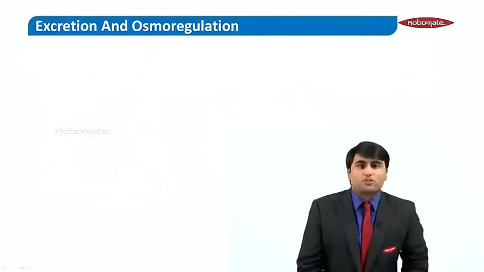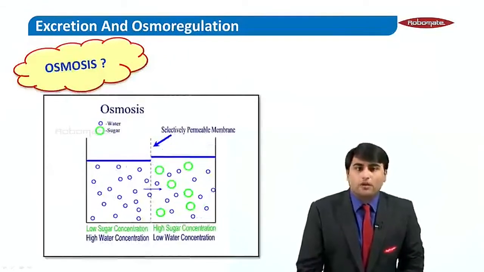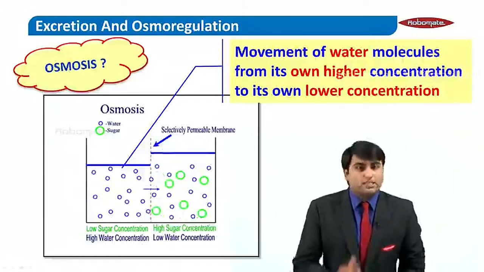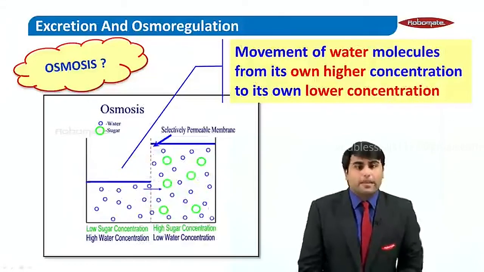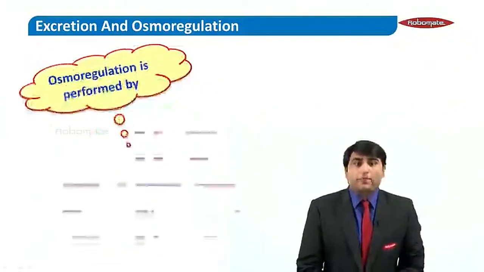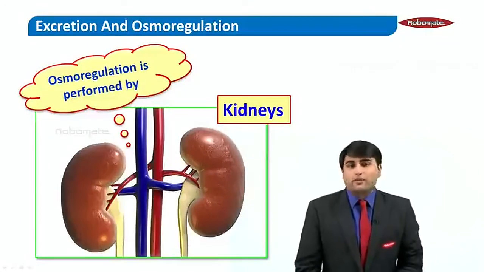Now let's see what is osmosis. Osmosis is the movement of water from a higher concentration to a lower concentration through a semi-permeable membrane. So that is how osmoregulation is performed by our kidneys. So that was about osmoregulation.